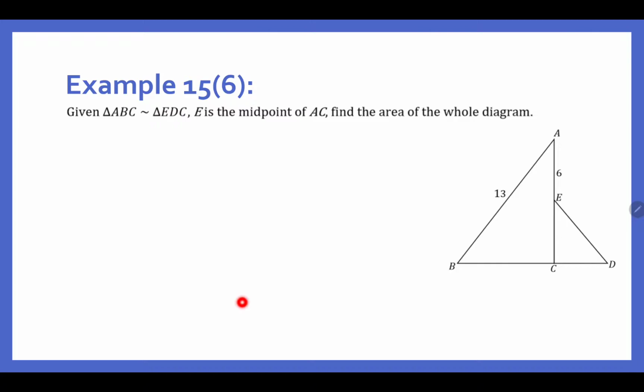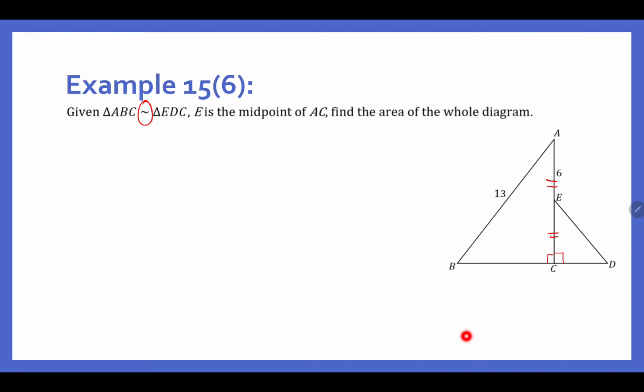Okay. Number 6. Given triangle ABC similar with triangle EDC. ABC, EDC, okay. E is the midpoint of AC. So dekat sini sama dengan sini. Find the area of the whole diagram. Dekat sini soalan tertinggal both triangle is right angle triangle. Okay, so dekat sini 90, dekat sini pun 90.